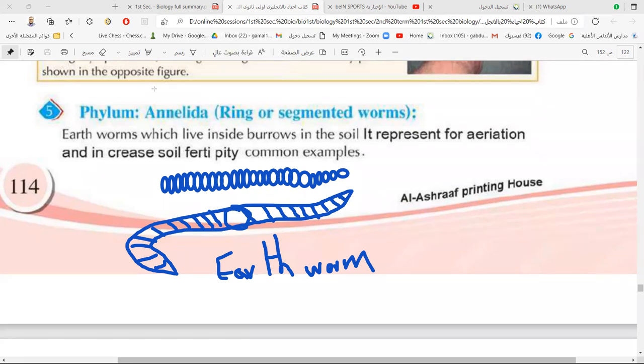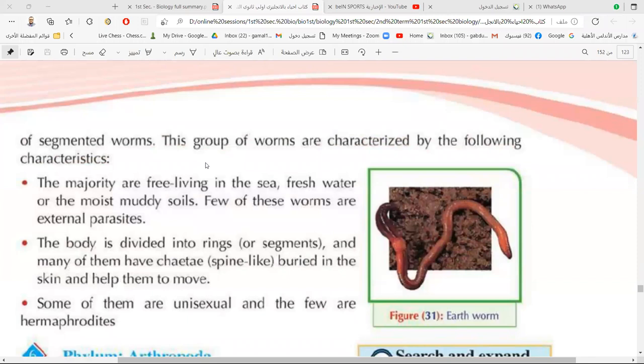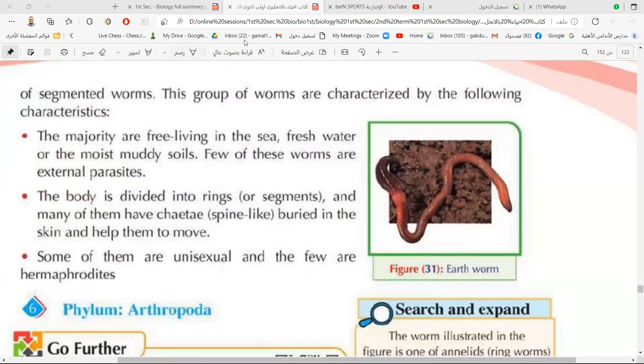And the annelida or the ringworms live in burrows in the soil. They help in irrigating the soil and cause the fertility of the soil. The body of the earthworm, as you see here, is segmented, and characterized by the following.